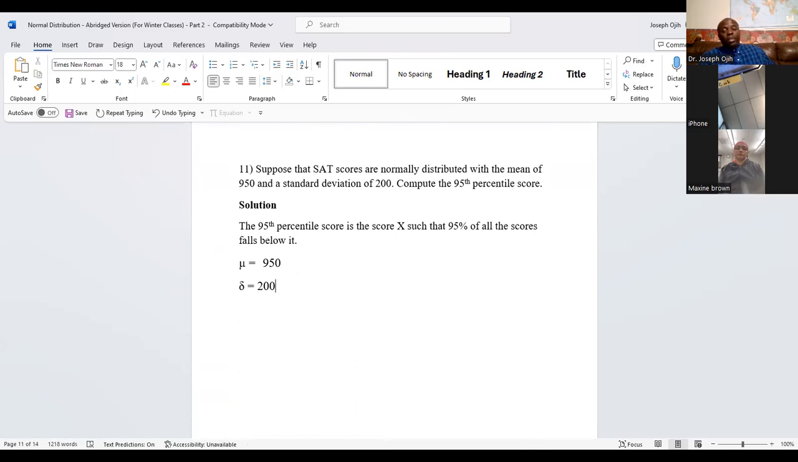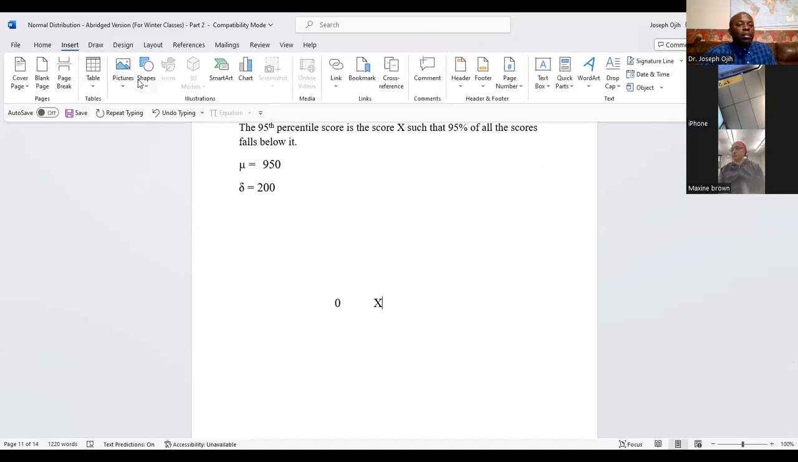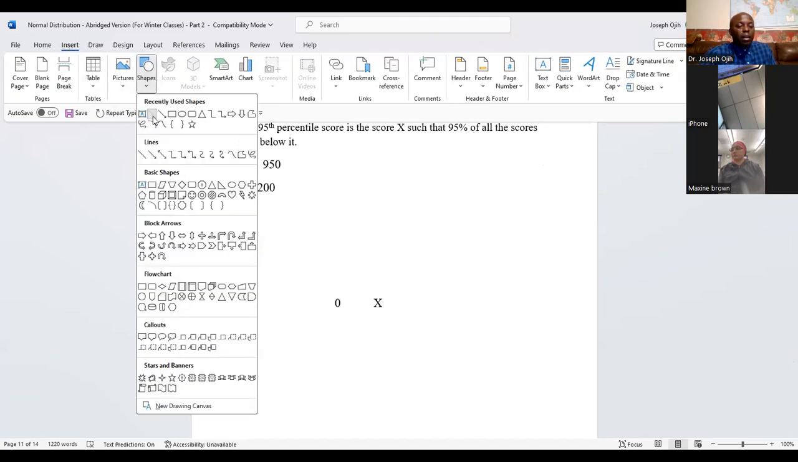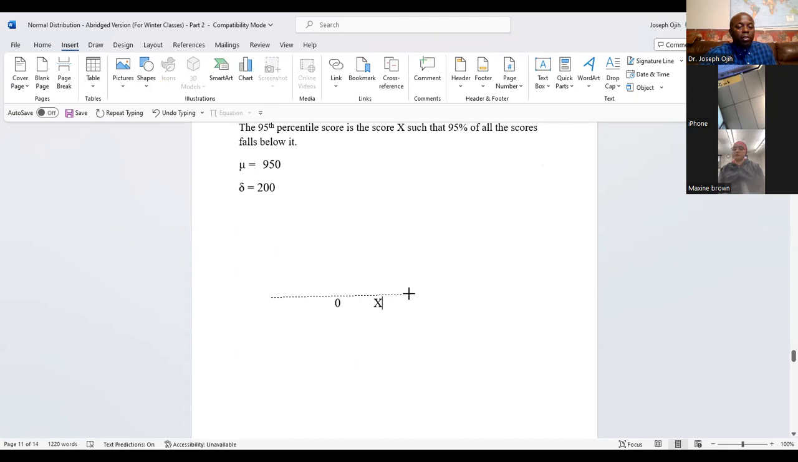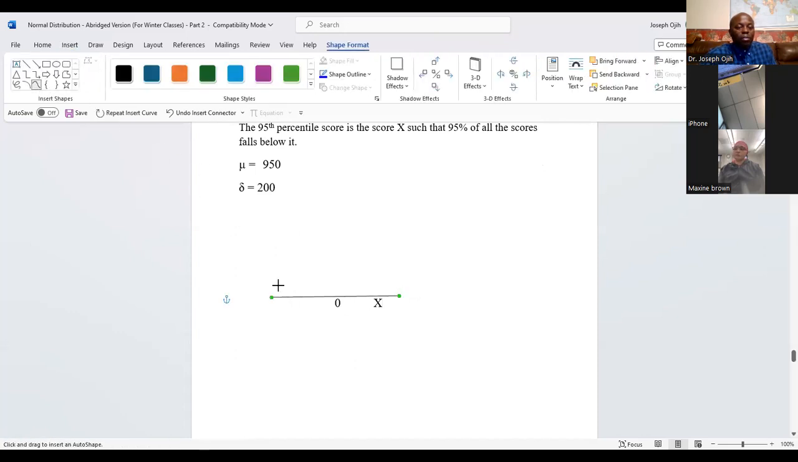Now we're looking for the 95th percentile score. So is the score such that 95% fall below it? So we can illustrate this with a chart. Okay, we have a zero. This is the score we're talking about here, the 95th percentile score. So I'm going to insert the diagram. So we're talking about the top 5% here, since 95% of data values will fall below it.